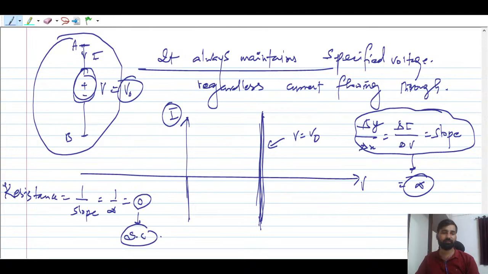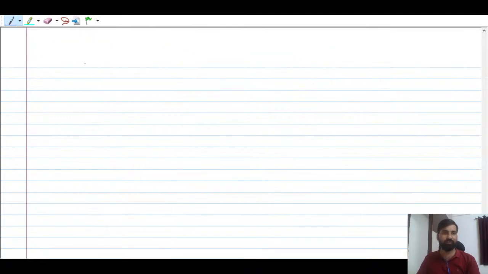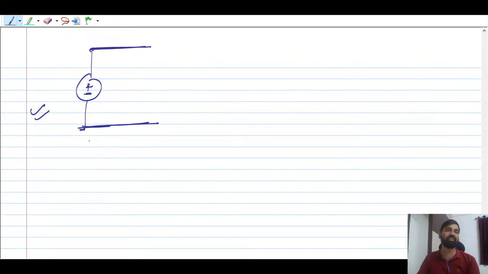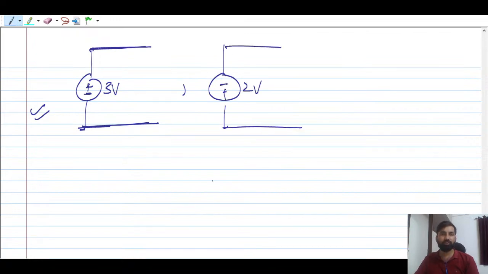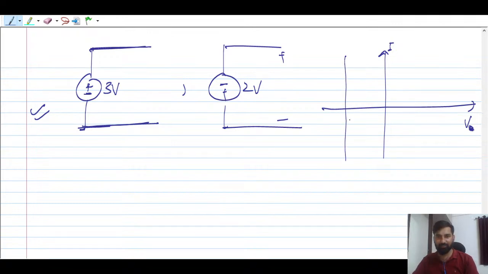And how do we show 0? With a short circuit, always, right? So if this is a voltage source, plus minus, there is no resistance at all. So we call this the ideal voltage source, 3 volt. Or suppose this is 2 volt. When you draw the I versus V characteristic, you are measuring some voltage V. So this will be minus 2 volt here, right?